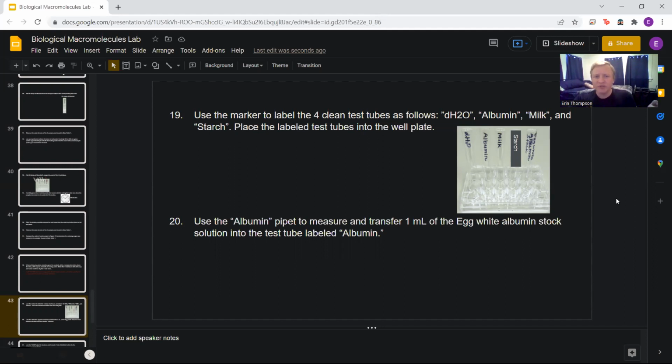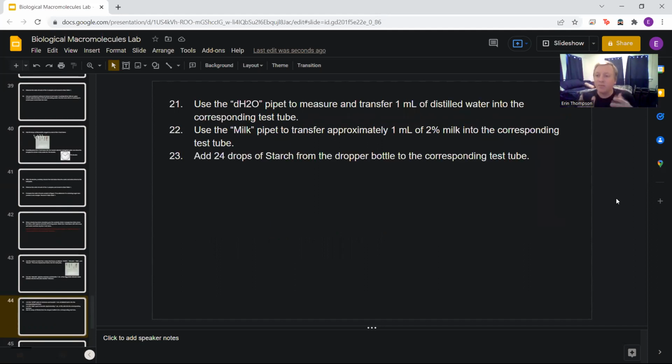Okay, so we've got our albumin transferred over. Then we're going to add a ml of water to the water tube, and a ml of milk to the milk tube, and then we're going to add 24 drops of starch from the dropper bottle to the starch test tube. In the part we just did, you added glucose from your glucose bottle. In this one, we're going to add starch from our starch bottle.